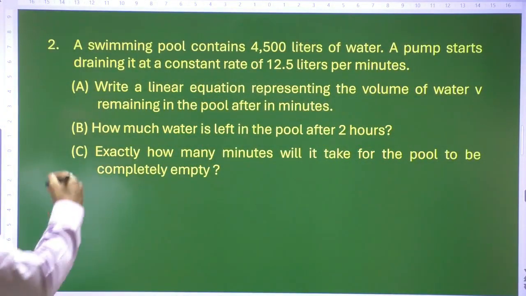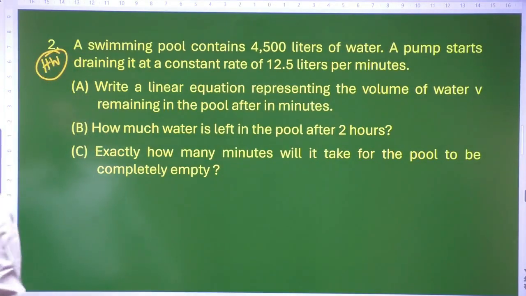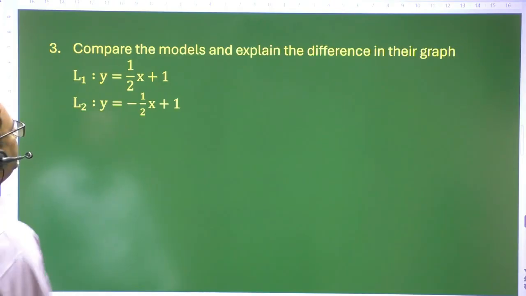Now coming to question number 2, you can do it. It is similar to the previous questions, and just here you have to use the minus sign. For the m, you have the linear decay. Compare this model and explain the difference in their graph.